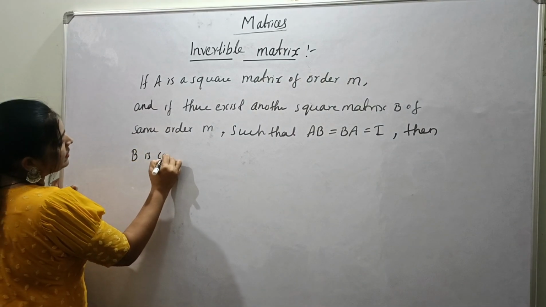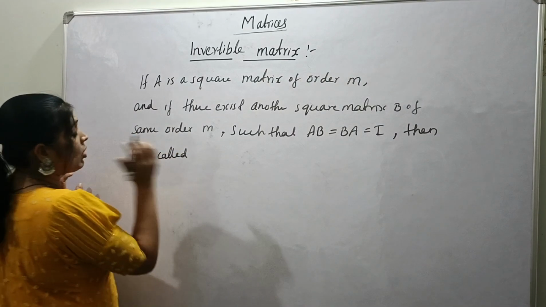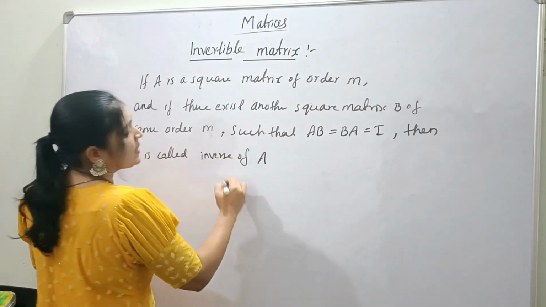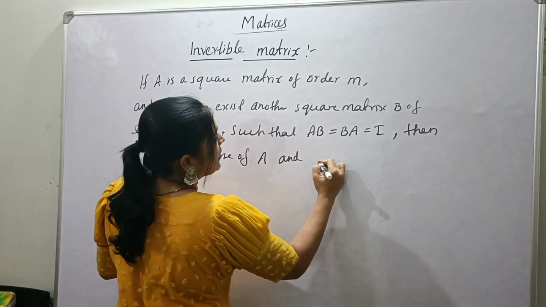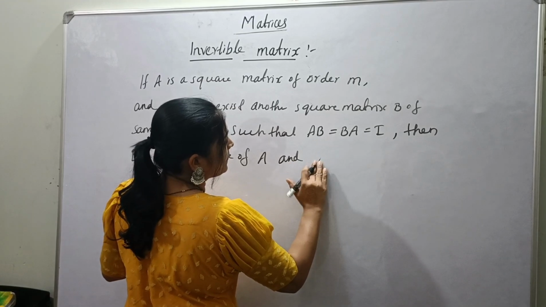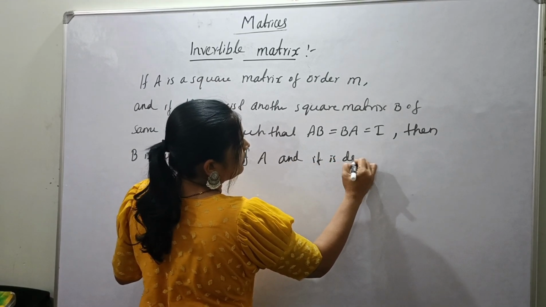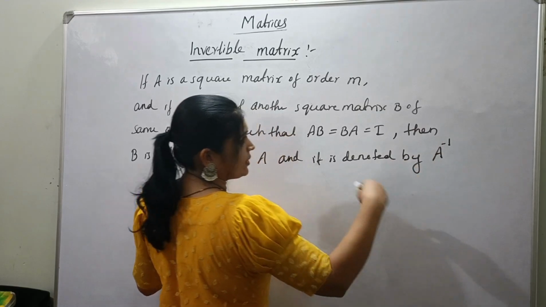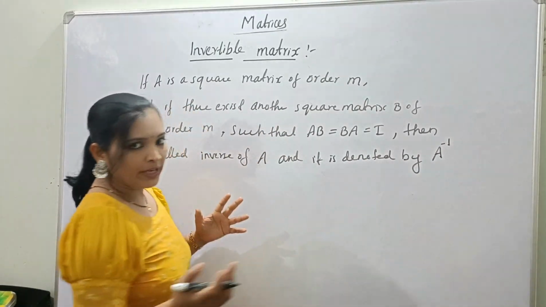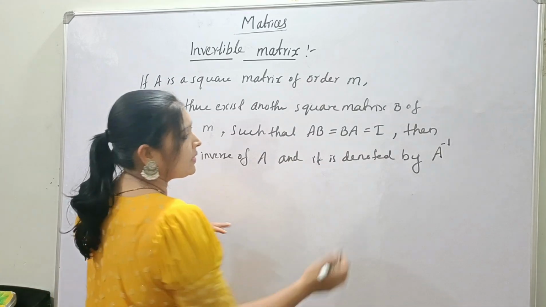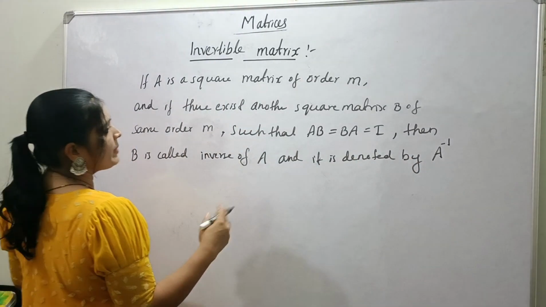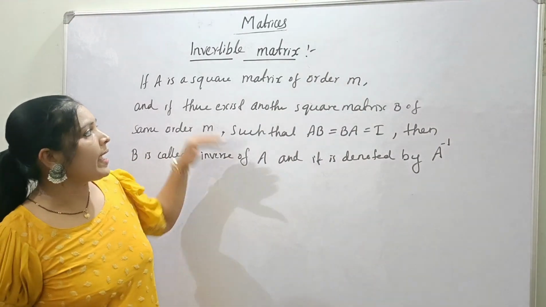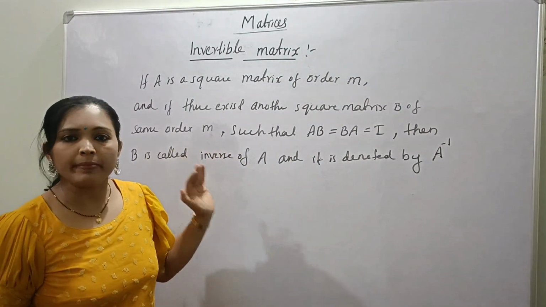B is called inverse of A, and it is denoted by A inverse, A raised to minus 1. That is not A raised to minus 1, okay? A inverse of the matrix A. And in that case, A is said to be an invertible matrix.